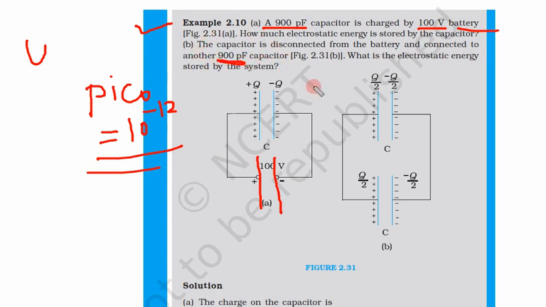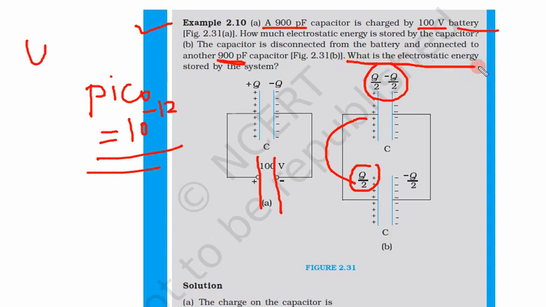In this case we must know that, since the capacitance is equal, the charge would be divided into half. From charge conservation, half of the charge will stay on capacitor 1 and half of the charge will go on capacitor 2 as well.